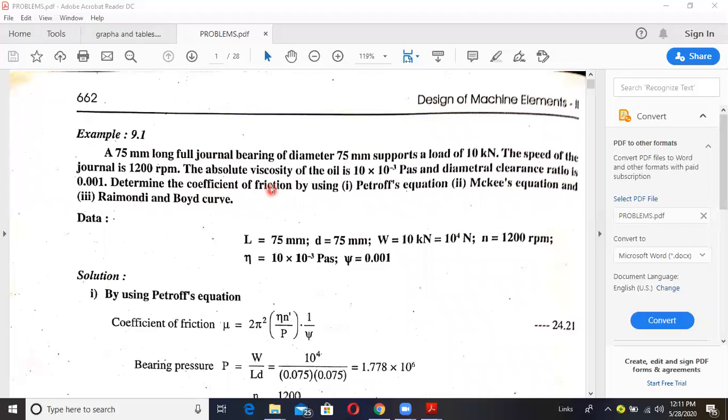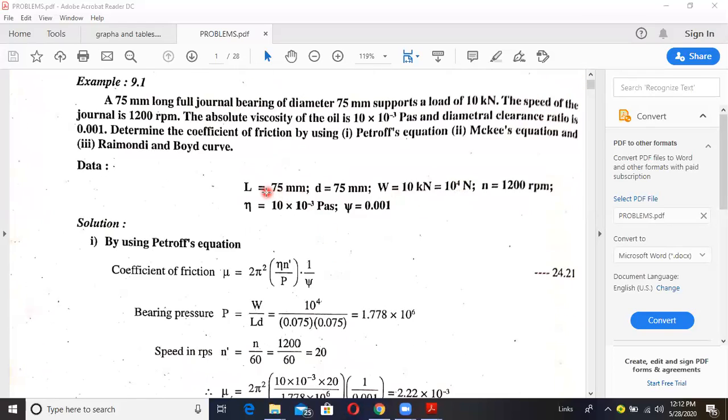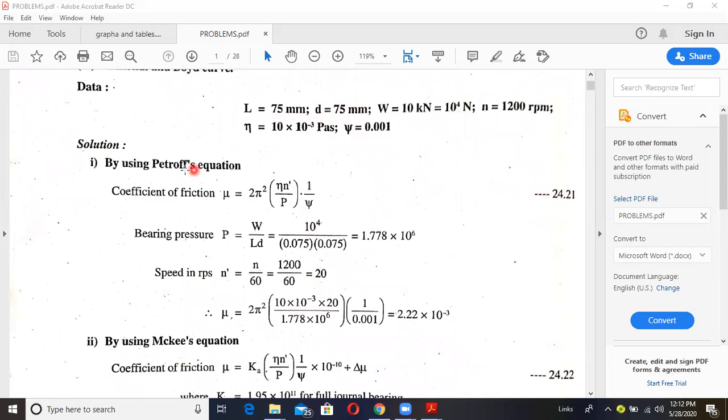We have to calculate the coefficient of friction, mu, by using three conditions: based on Petrov's equation, McKee's equation, and the Raymond and Boyd curve. These are the data they have given: length of the bearing, diameter, load acting on the bearing, speed at which the journal is rotating, viscosity of the oil, and diametrical clearance ratio, that is C divided by D. Now, first we will consider Petrov's equation.